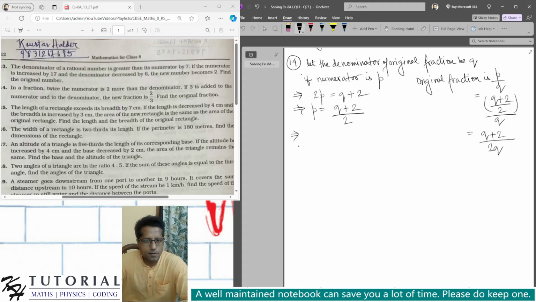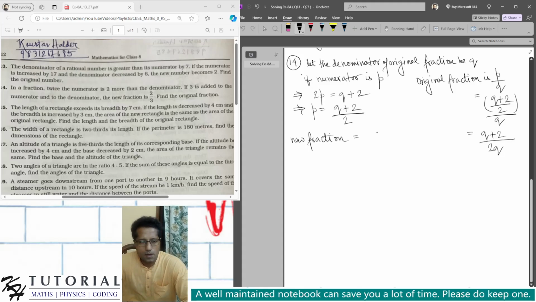Now it is given that if 3 is added to the numerator and to the denominator, the new fraction is 2 by 3. Now, what is the new fraction? The new fraction is when 3 is added to the numerator and to the denominator. So the new fraction will be p plus 3 divided by q plus 3, where we know that p is equal to q plus 2 by 2.